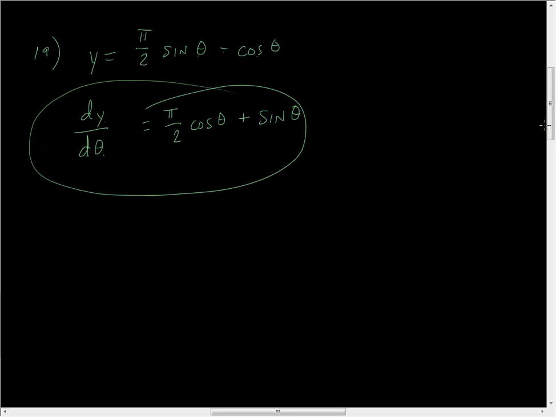Let's take a look at another one, like number 23. Let's take a look at 24. I like 24 better. Okay, 24. 23 will kind of work the same way. But 24 says we're dealing with y is equal to 5 divided by the quantity 2x raised to the third, plus 2 cosine of x.